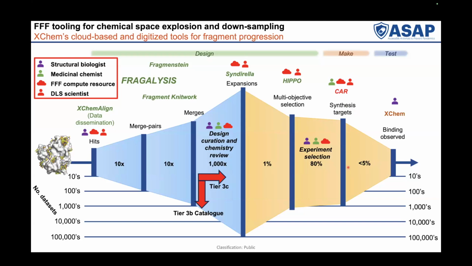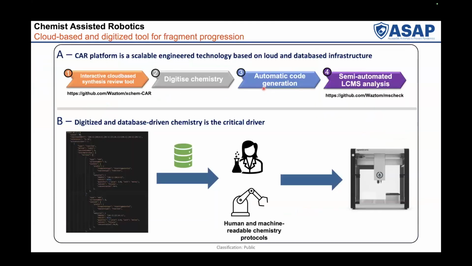We'll actually synthesize these targets in the order of thousands and then send them to XChem for getting structures. And just these are the folk that we see being involved. We need at least a structural biologist, a medicinal chemist, and we provide compute resource and obviously support from XChem in red. So I'm going to talk a little bit about CAR now, just an overview of CAR.